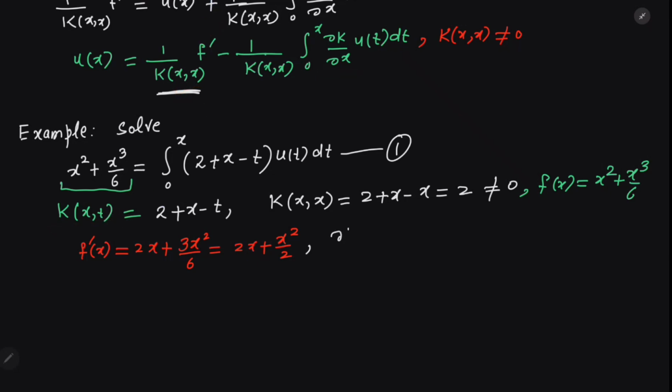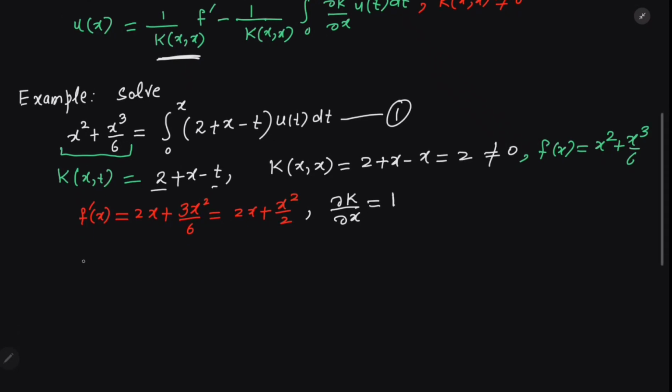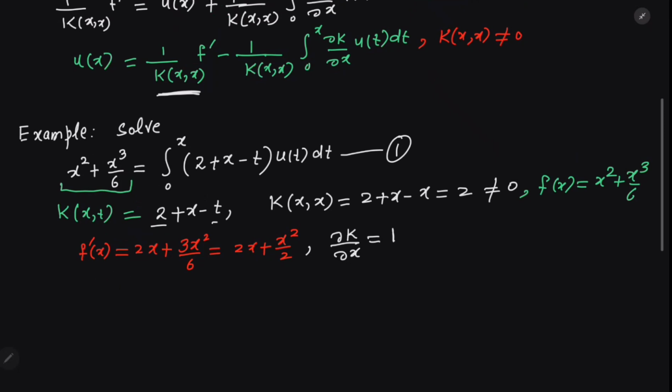So we have partial k by partial x. That will be equal to 1. All other values will be constant when we take the derivative with respect to x. So we have almost reached the Volterra integral equation of the second kind. So the solution, the second kind, is u of x is equal to 1 over 2 f dash. What is f dash? f dash is 2x plus x square by 2, this value.